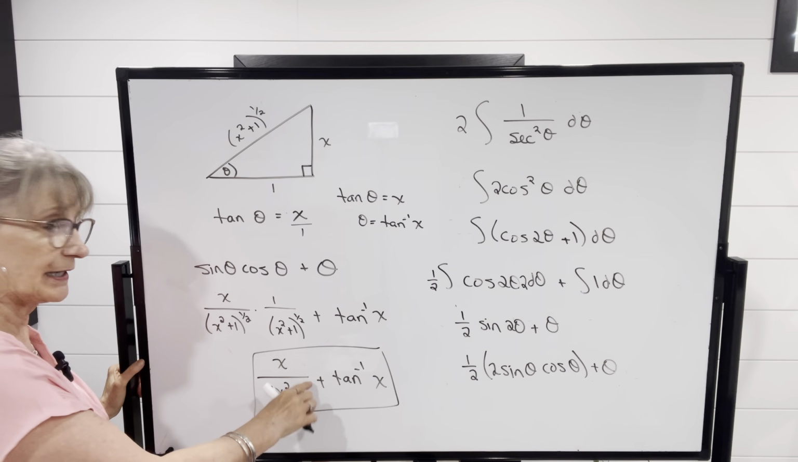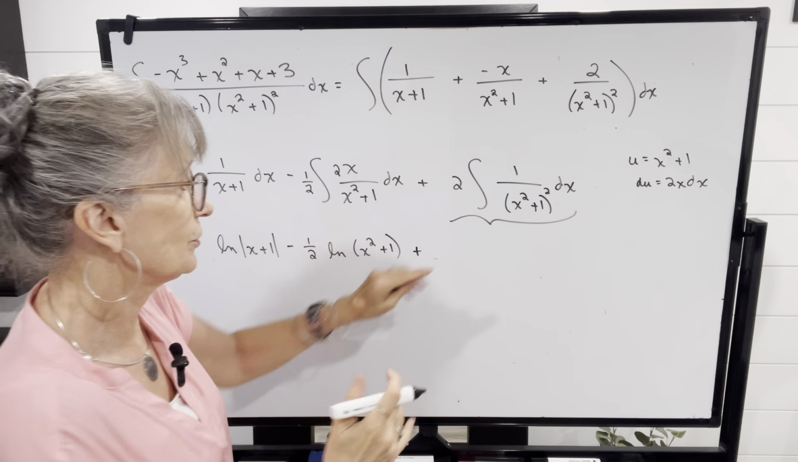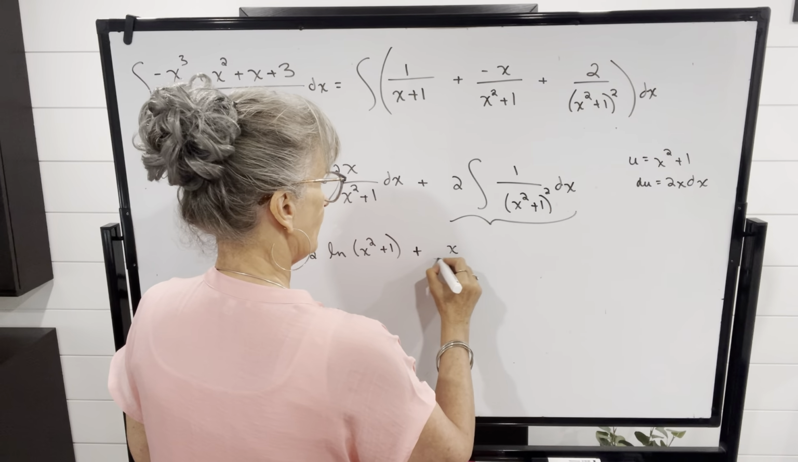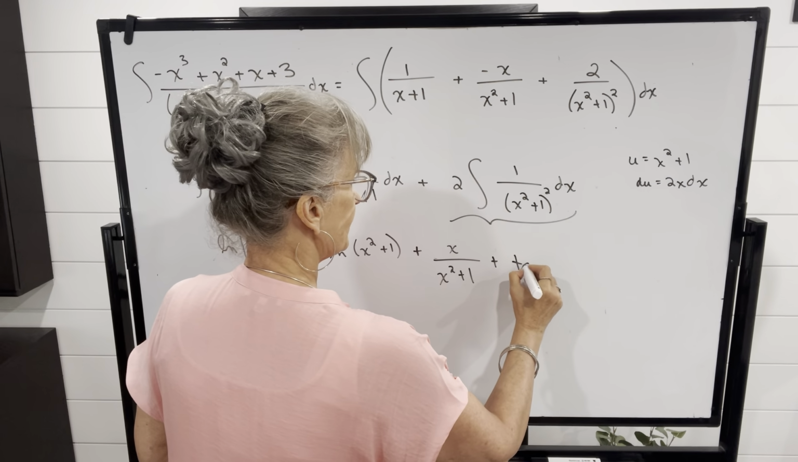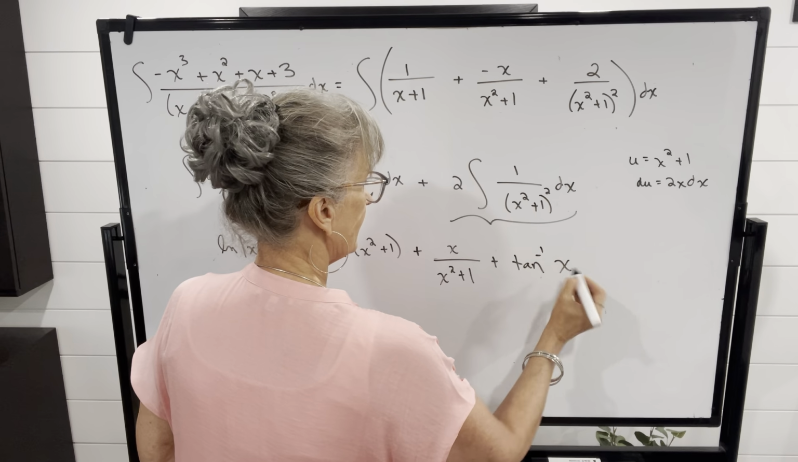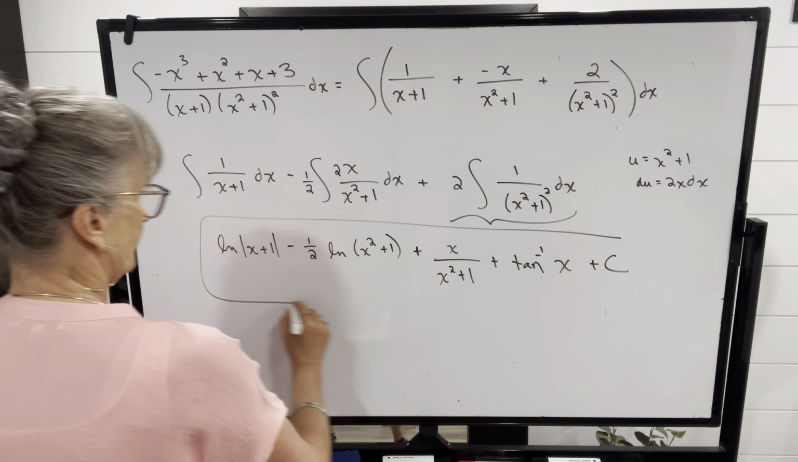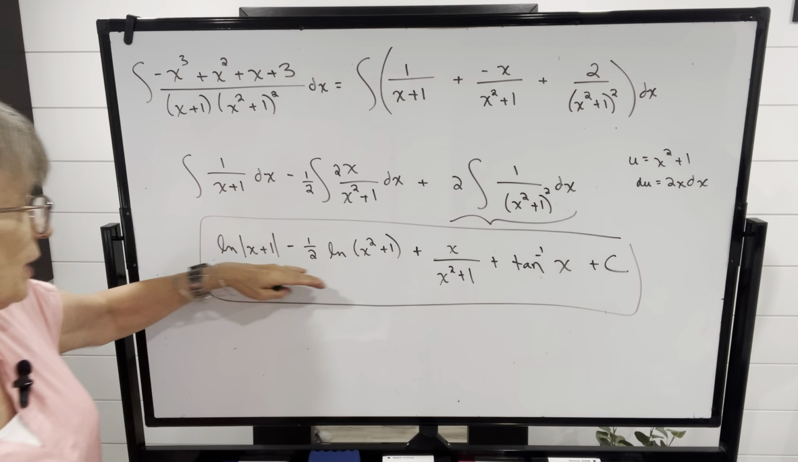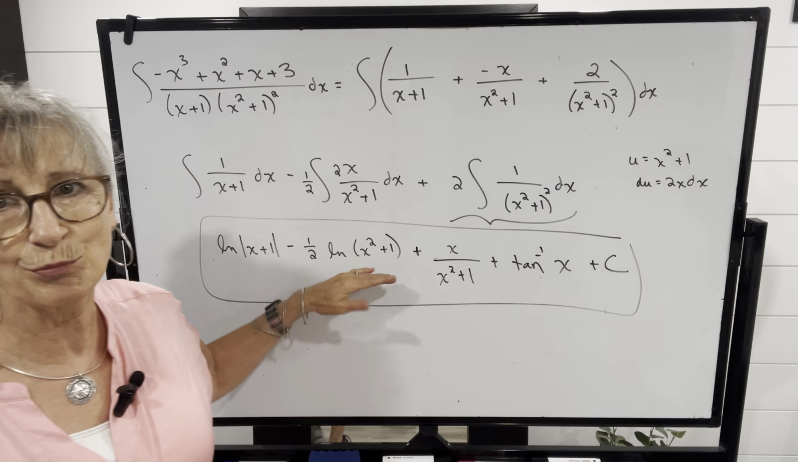Now let's plug this back in to the rest of the equation. So now we found this integral to be x over x squared plus 1 plus the inverse tan of x. Now we're going to add our constant of integration. If you want to combine these log terms, go for it. I'm just going to leave it at this point here.